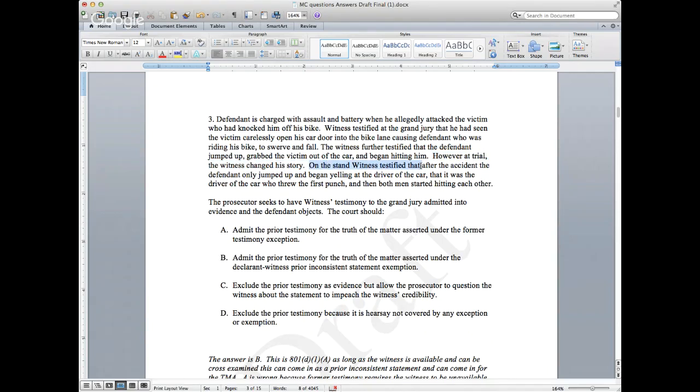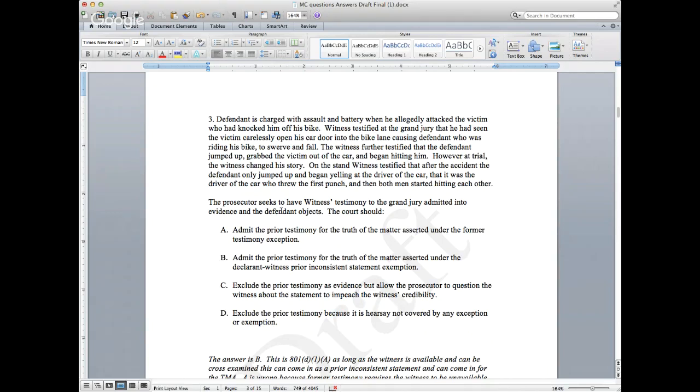On the stand, the witness testified that after the accident, the defendant jumped up and began yelling at the driver of the car. That it was the driver of the car who threw the first punch, and then both men started hitting each other. So the prosecutor seeks to have the witness's prior testimony, which is different than this testimony, admitted into evidence. So can we get it admitted?